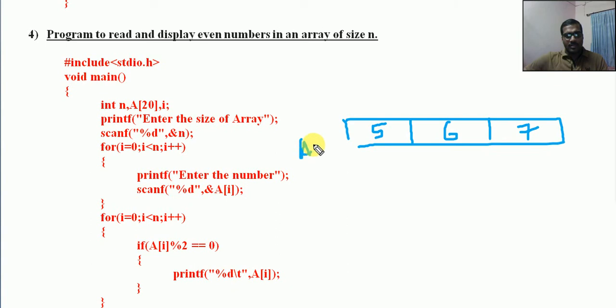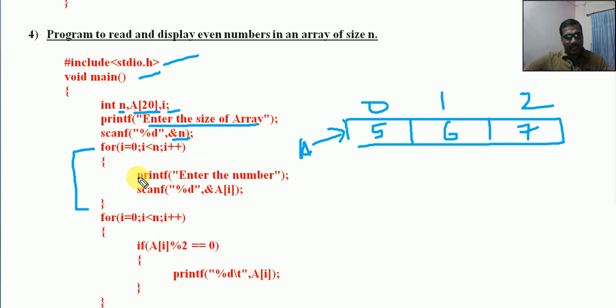So A is the array, base address, 0 is the index, 1, 2. Now look at the program. Header file, main, n, a of 20, already familiar. Then I, enter the size of array, read the size. Then this is for reading the array. For I equal to 0, I less than n, enter the number a of I. So 5, 6 and 7, or any numbers can be taken into the array.